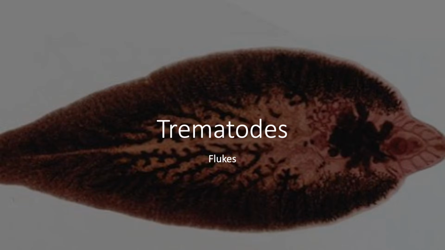Our next phylum of parasites are the trematodes. Trematodes are unsegmented and they're leaf-like, so they're broad and flat. The trematode life cycle is complicated. They have several larval stages and they typically require one or more intermediate hosts, but one of their intermediate hosts is almost always a mollusk, which is like a snail or a slug.